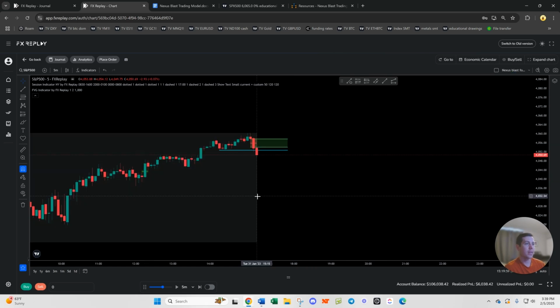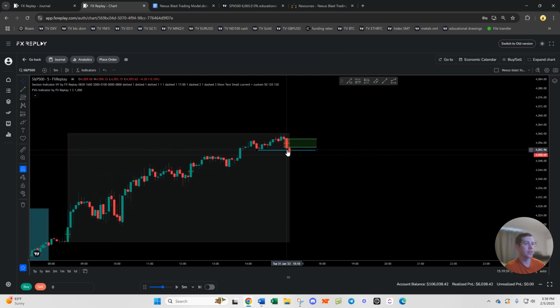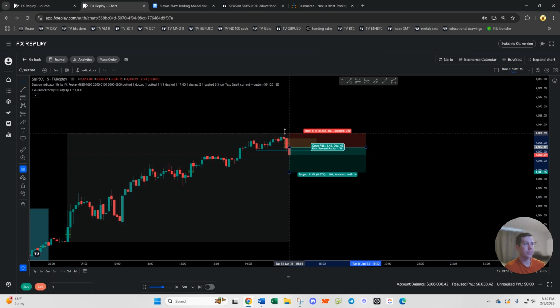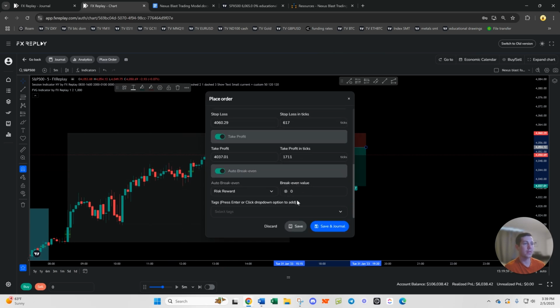This trade was pretty late in the day, but we did have a sweep of our London high, and it took a while, but we eventually did get a break of structure right here with a fair value gap, so we can do a short here at the retest fair value gap using the high as our stop loss and target out 2R, which looks like this low would give us that. So let's see how this one plays out. Auto break even after 1R.